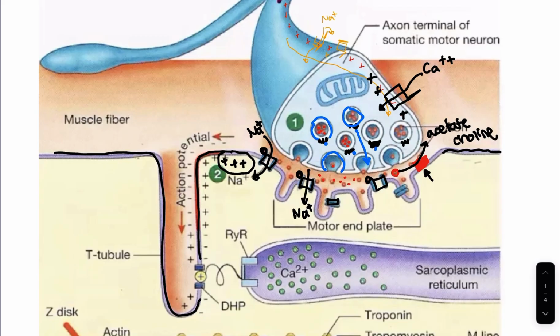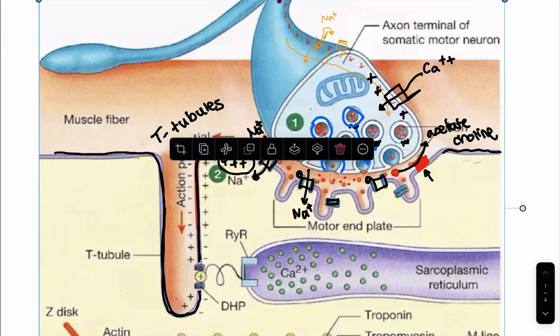And so muscle cells have this unique physiology where they have these invaginations of their membrane that go way down deep into the cell, called T-tubules. So these are called T-tubules.